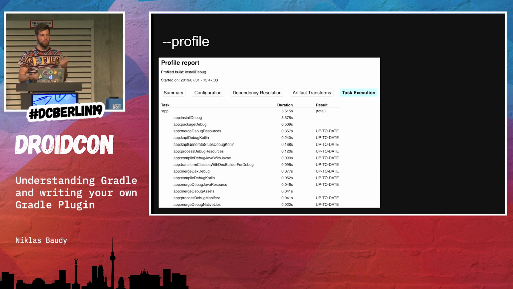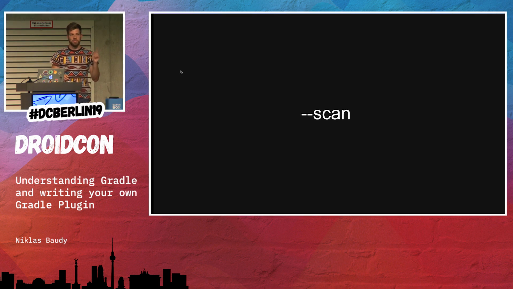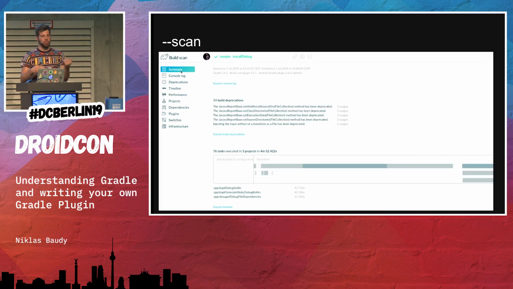Now, if you want to dive deeper into the performance, you can use the --scan flag. And then you get an HTML report which looks like this, and it's also been advertised many times already at this conference. But you can get, for instance, a nice overview of some of the deprecated function or method calls that some of your plugins might be using. You get an overview of which task took the longest, how many tasks are being run.